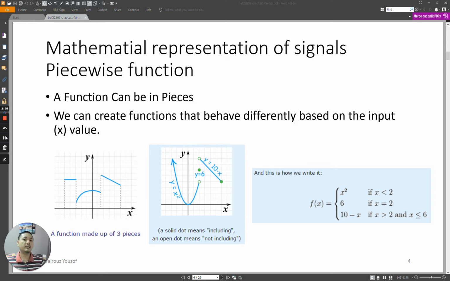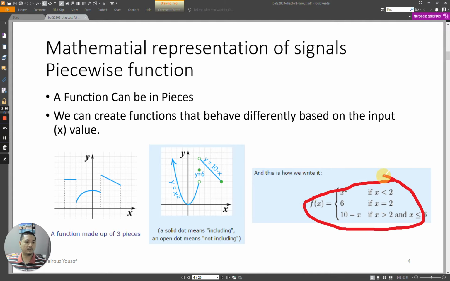A function can be in pieces. So the term piecewise function means that a mathematical function can be in pieces. You can put them in separate pieces. Here is an example of a piecewise function, right? So it says 1, 2, 3, 3 pieces. So you can write a mathematical function in this format. In this case it has 3 pieces of graph, right?